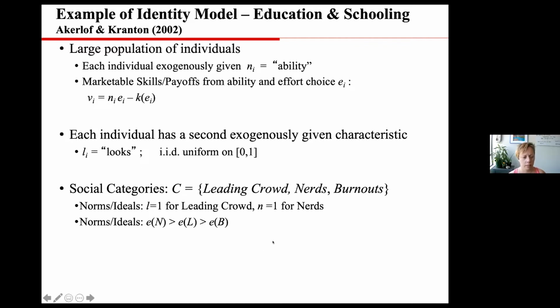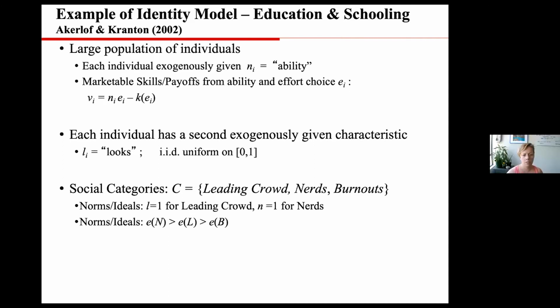And so similarly for the nerds, the ideal for a nerd is an N of 1. So remember, these N's are also randomly distributed between 0 and 1. So I can have an N of an eighth, but the ideal for a nerd is to have an N of 1. And so if I want to be a nerd, and I'm at 1/8, and the ideal for a nerd is at 1, then I'm 7/8 away from being the ideal.